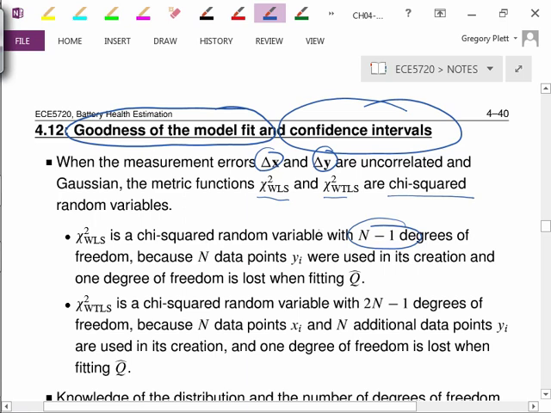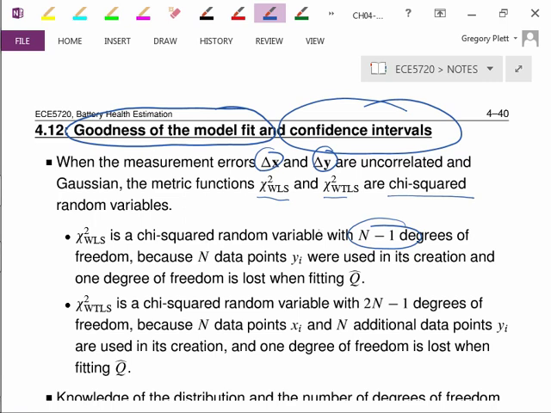We have n data points to begin with, but 1 degree of freedom is lost when we fit this Q hat. Now, this degrees of freedom is almost like how many equations do I have to fit unknowns, and I have n equations, if you will, and 1 unknown, so I've now got n-1 possible equations. I could consider fitting n-1 other unknowns at most. That's what we mean by the degrees of freedom.